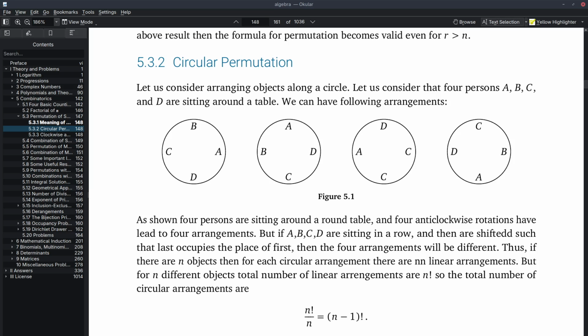So circular permutation is about distributing objects in a circle. Consider that there are four objects A, B, C, D, and we want to arrange them in a circular fashion. Then we can choose either clockwise or counterclockwise direction. In this case, counterclockwise rotation is chosen, and we have four such permutations or arrangements.